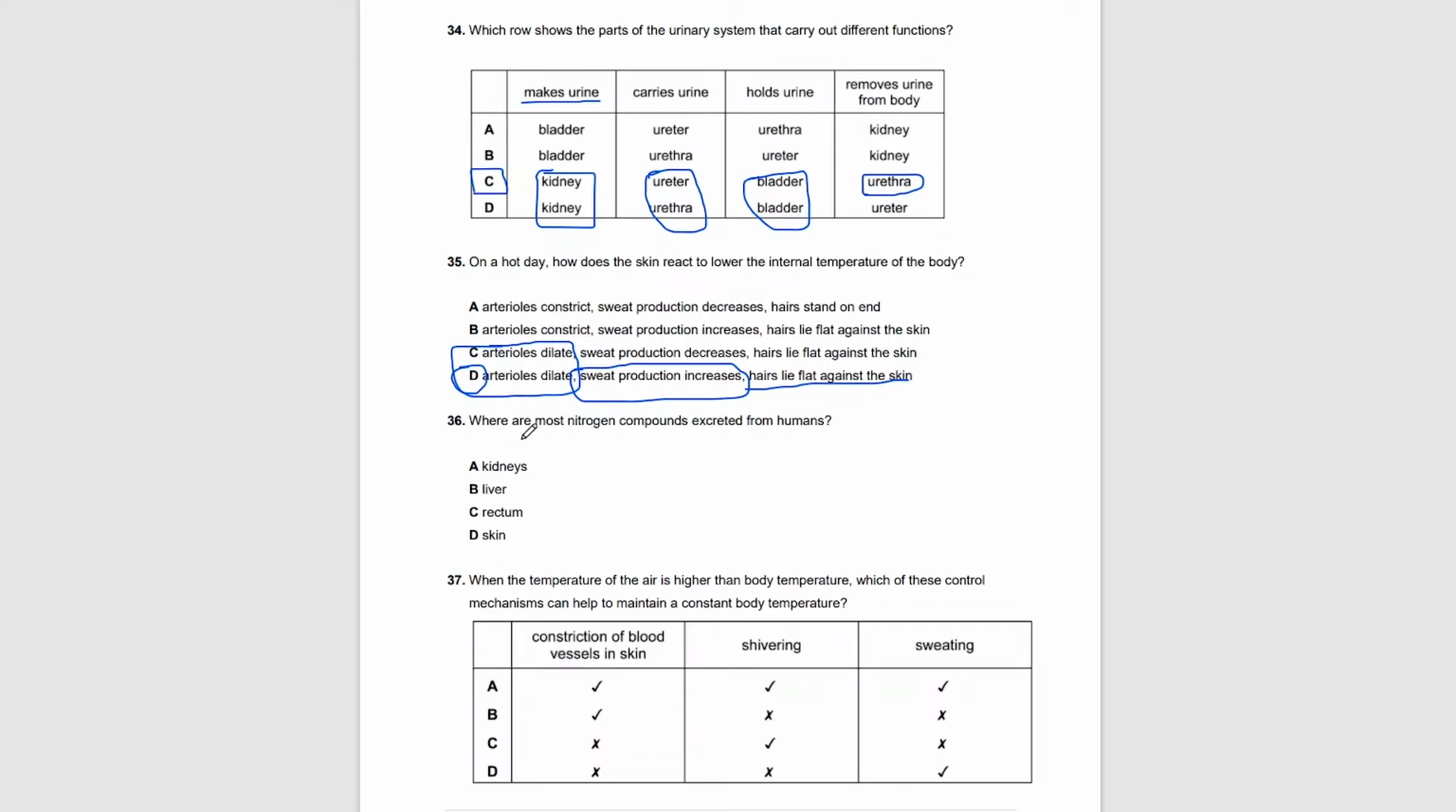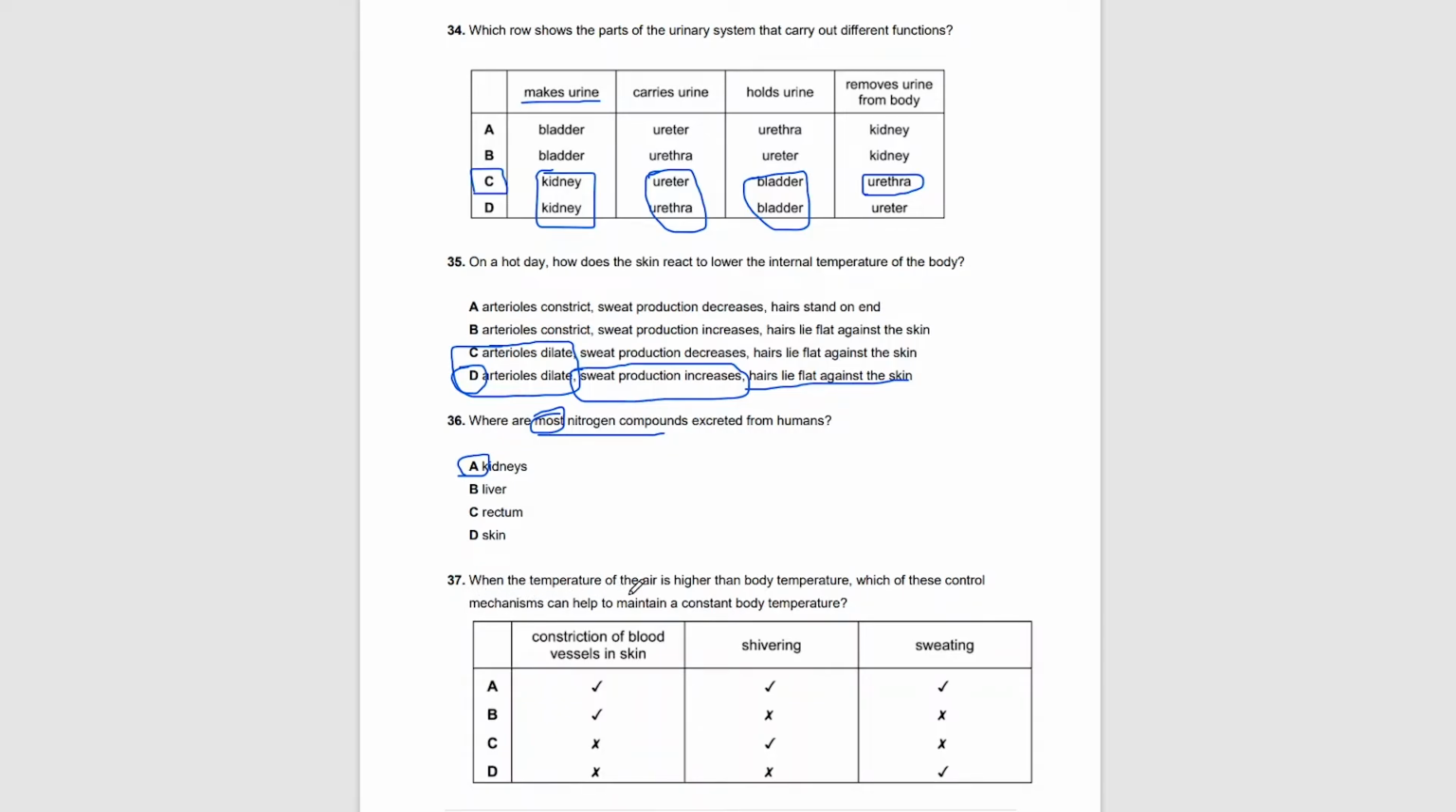Moving on to question 36. Where is most nitrogenous compound excreted from humans? It should be the kidneys because kidneys excrete urea, which is a nitrogenous compound. Liver does not excrete urea, it produces urea. Rectum excretes feces, mainly fibers, not nitrogenous compounds. Fibers are not nitrogenous compounds. And skin does excrete some urea, but not most of the nitrogenous compounds. So it's A.